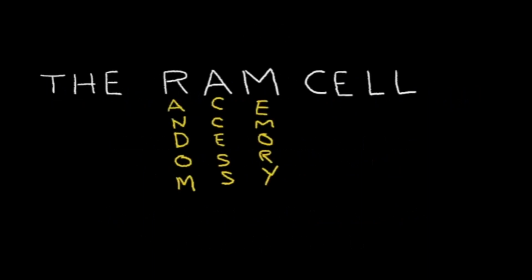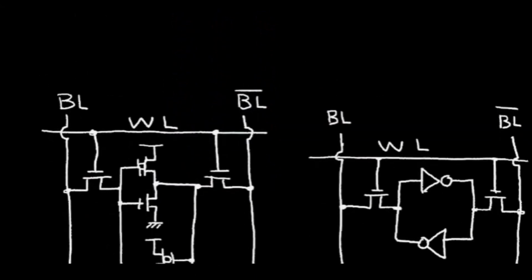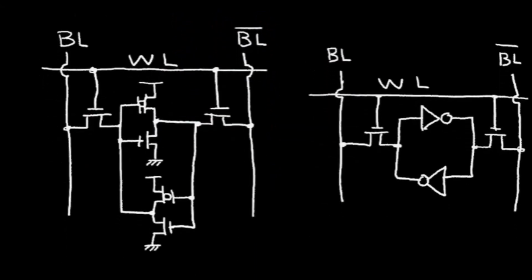Today I want to present the RAM cell. RAM stands for Random Access Memory. That just means that you can go to any location in the memory and grab your data. You don't have to go in a particular sequence. So let's take a look at the basic 6-transistor static RAM cell.